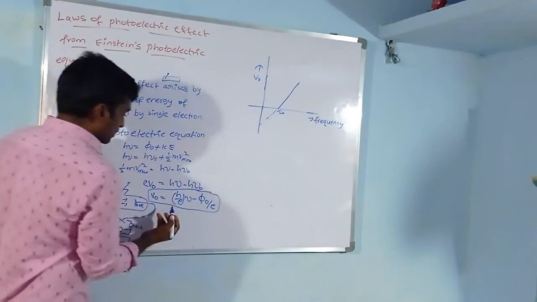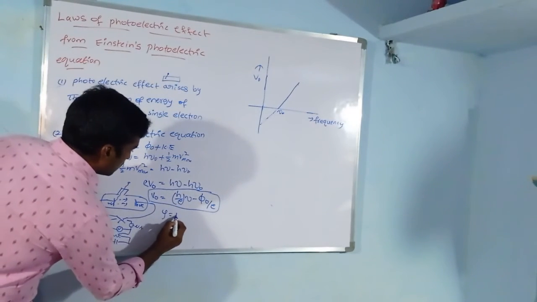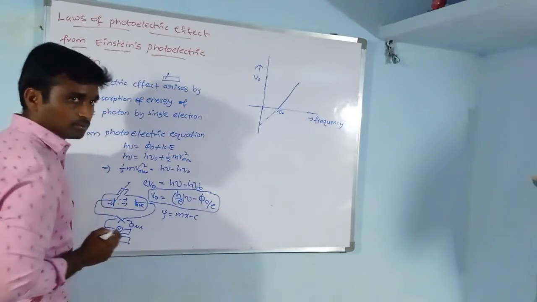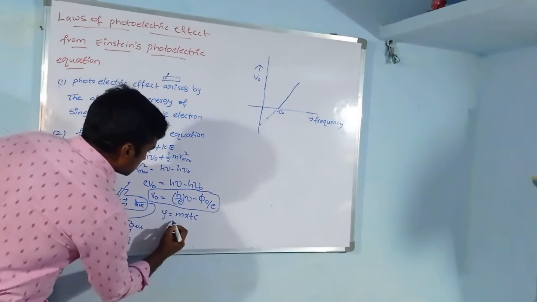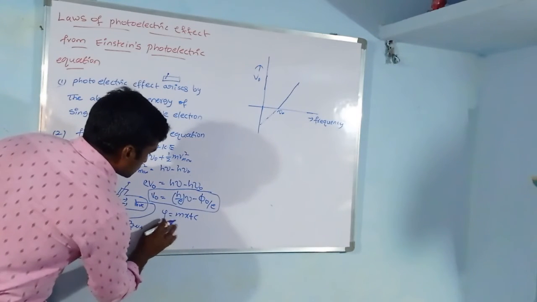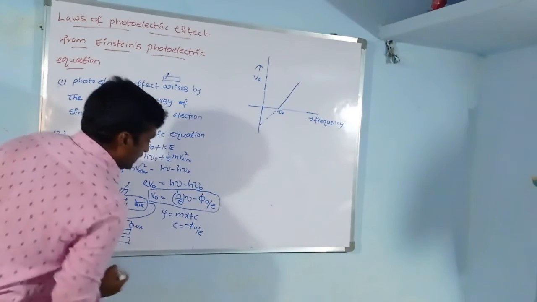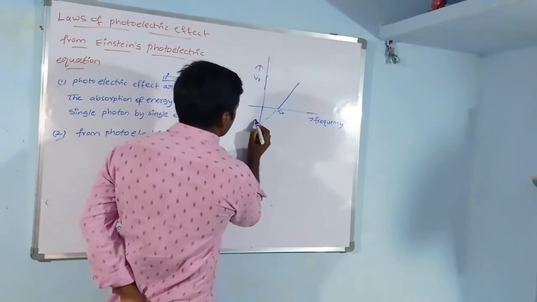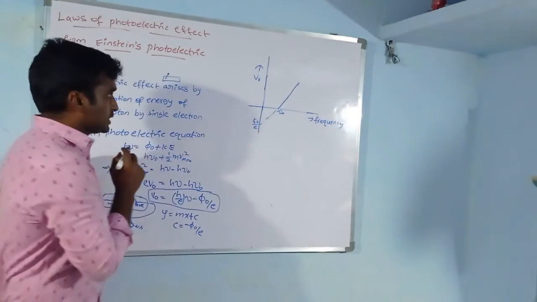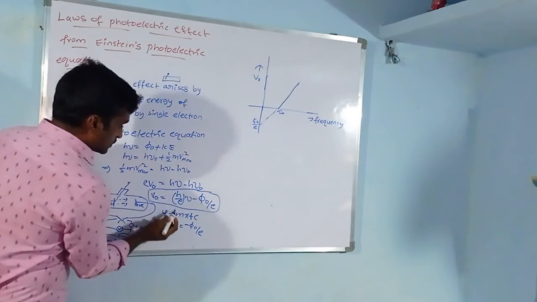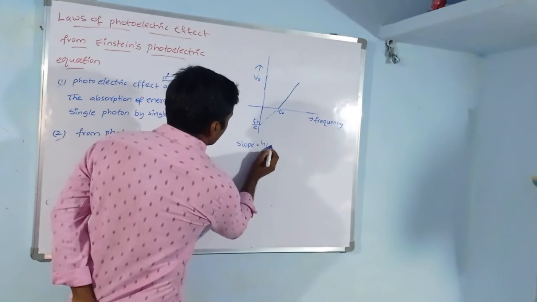If you observe this equation, it is in the form y equal to mx plus c. So c is the y-intercept, that is minus phi naught by e. Here on the negative y-axis is phi naught by e, related to the work function. What is the slope? The slope of the graph is equal to h by e.